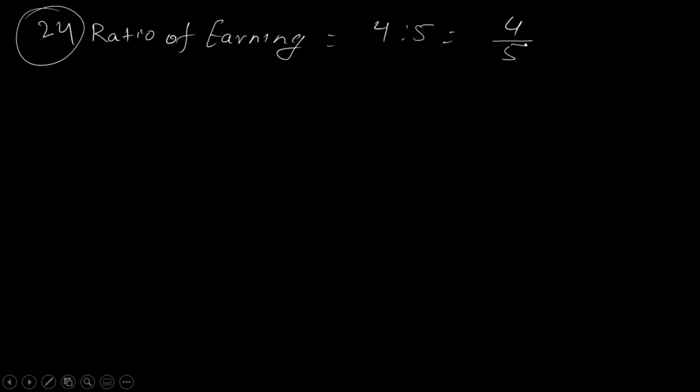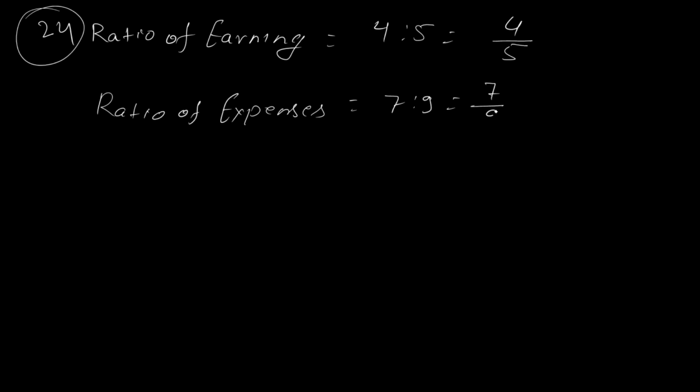Okay, and their daily expenses, ratio of expenses you have is 7:9, means 7/9. So there are 2 persons, which 2 persons ratio of earning is 4:5 and ratio of expenses is 7:9, right? Then they are saying if each save rupees 50 per day, their daily earning is in the rupees of. Okay, and saving they are saying rupees 50.